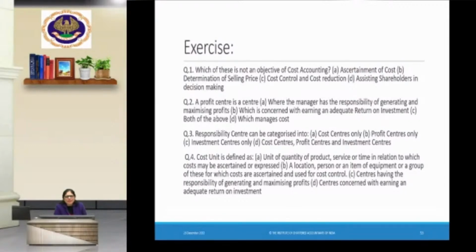Which of these is not an objective of cost accounting? Can I have an answer for question number 1, please? Only one student has given the answer. Okay, 2 students have given the answer. All right. Yes, question number 1, the correct answer is D. The objectives of cost accounting are ascertainment of cost, determination of selling price, cost control and cost reduction. But yes, assisting shareholders in decision making is not an objective of cost accounting.